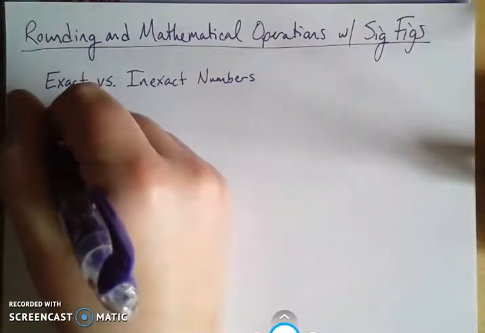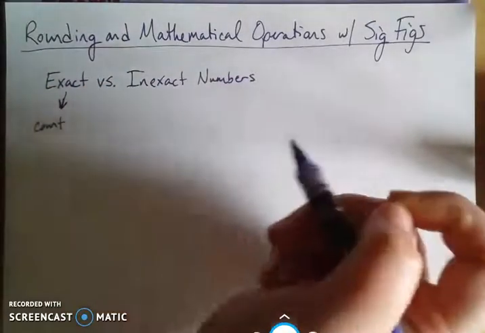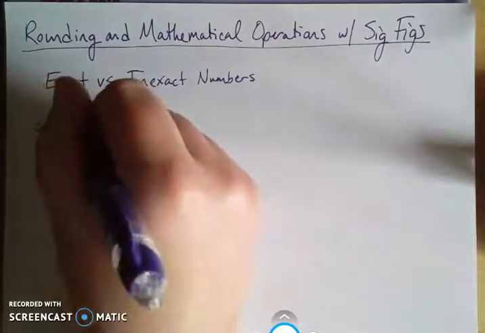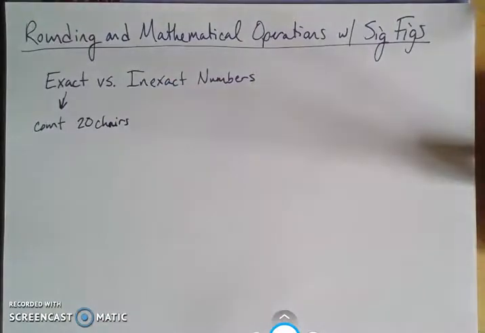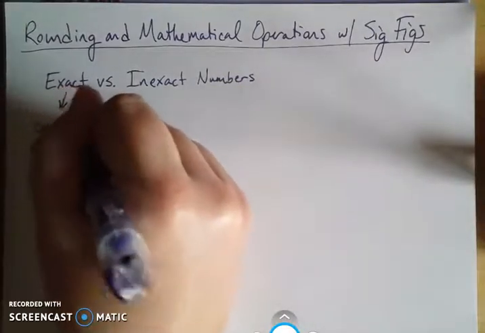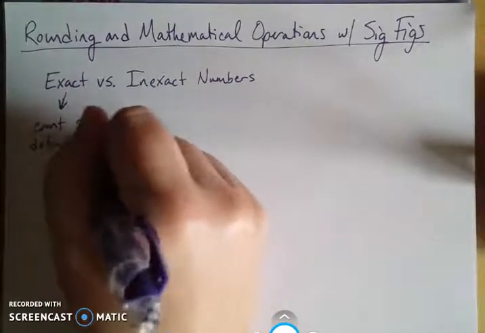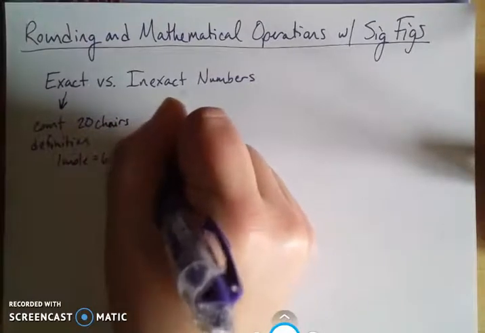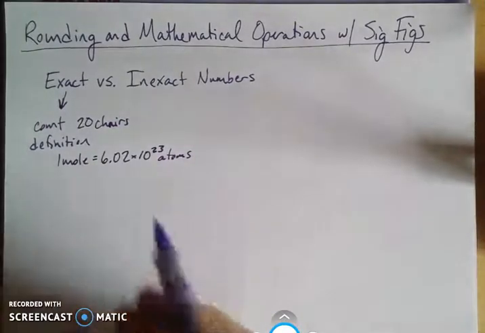So there's a couple different things that we count as exact numbers, and that would be a count. So if I went around and I counted the number of chairs in a particular room, and I said there were 20 chairs, then unless I'm the world's worst counter, that's an exact number, right? It's not like, oh, plus or minus half a chair. There's just 20 chairs. I counted them all. Another exact number would be a definition. So if you're given some sort of defining relationship, so 1 mole is equal to 6.02 times 10 to the 23rd atoms, these numbers are exact.